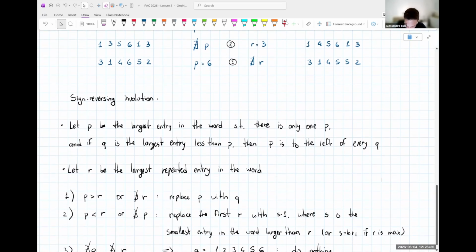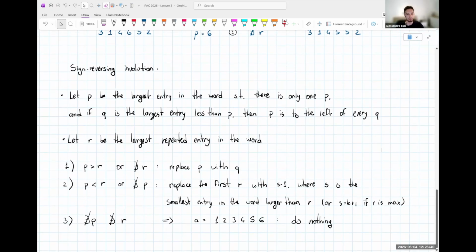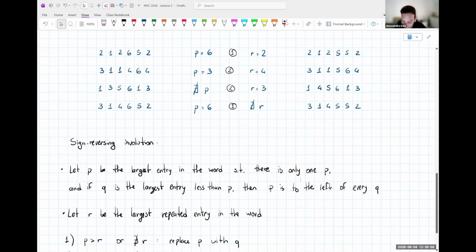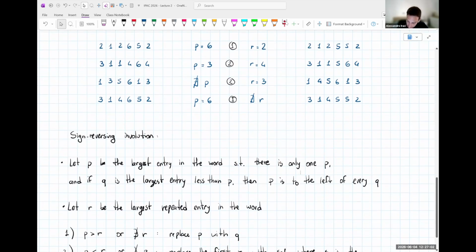Anyway, that should not happen. Oh yeah, no, sorry. Obviously it cannot happen because R is repeated, meaning we have at least two of them, so the rank immediately after R is skipped. If we have two people tied for third, then there can be no one in fourth place. So the smallest entry larger than R cannot be R plus 1. Sorry. All right. And this thing is also an involution.